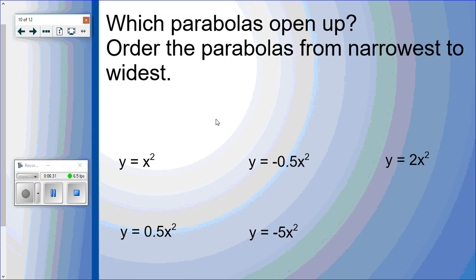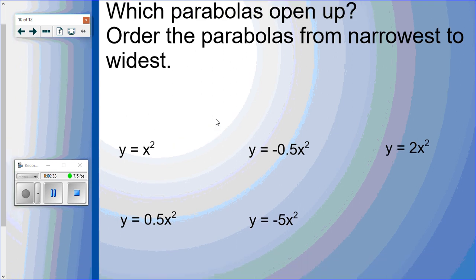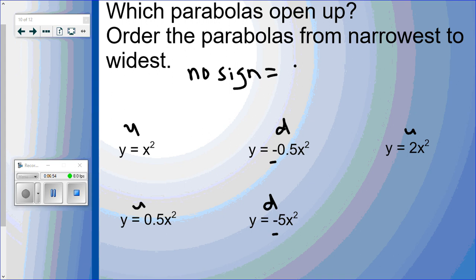Okay, so let's have a look, see how much you remember. Which of these parabolas open up? Up, down, up, up, down. And I know that by looking at the signs. If there's no sign, I can assume it's positive. And if there is a negative sign, then it must be negative.